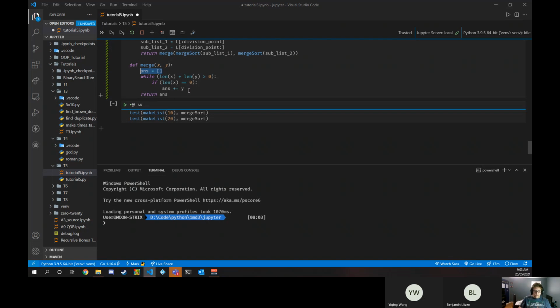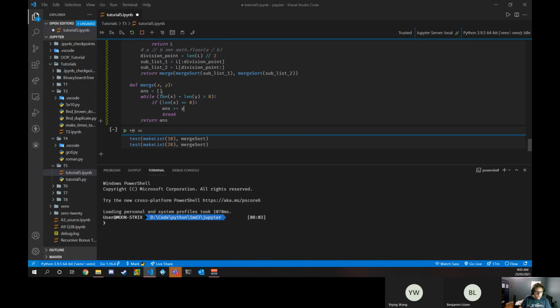Now, this doesn't quite work because the loop doesn't break. I would need to manually break my while loop to tell it that if Y contains 7 items, put all 7 items, assuming they're sorted, into my answer list, and then break this while loop because I have finished.